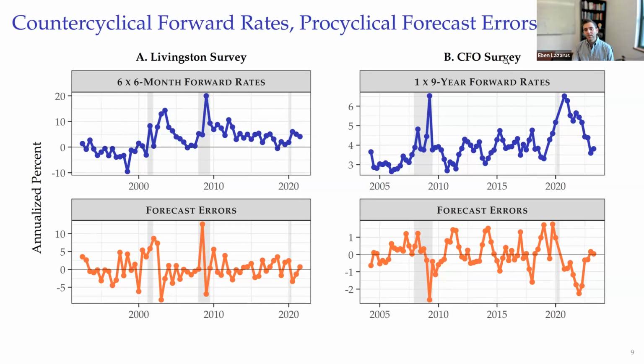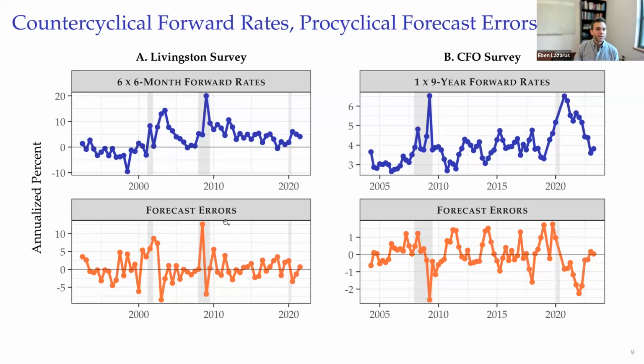Now the CFO survey does take place quarterly, so we get a bit more variation. Again, it only goes back to the early 2000s. And again, we see evidence of countercyclicality here. So in 2008, these things spike. In 2020 here, we see cleaner evidence of an increase in long horizon forward rates.